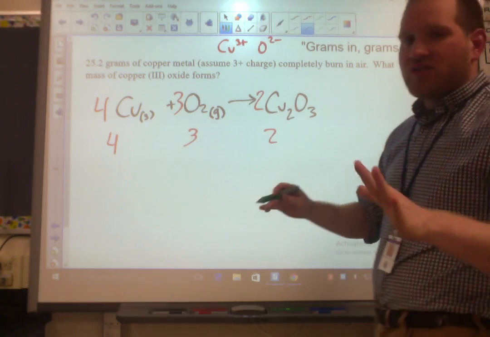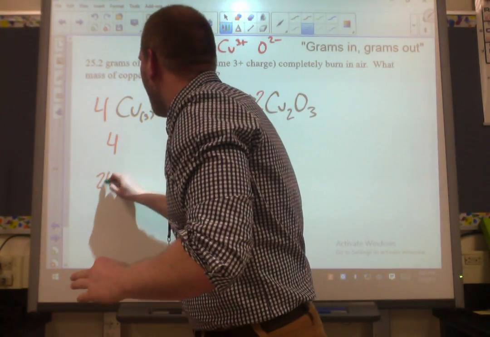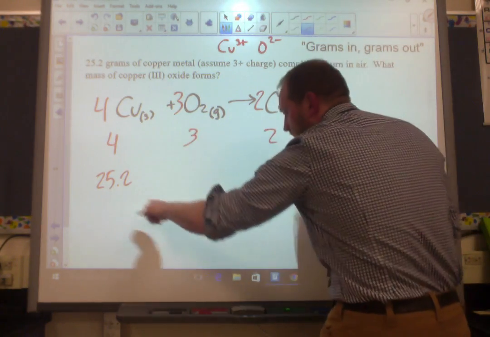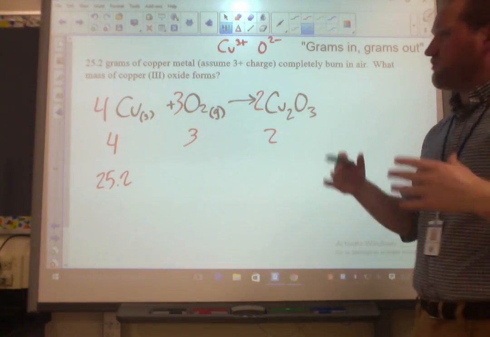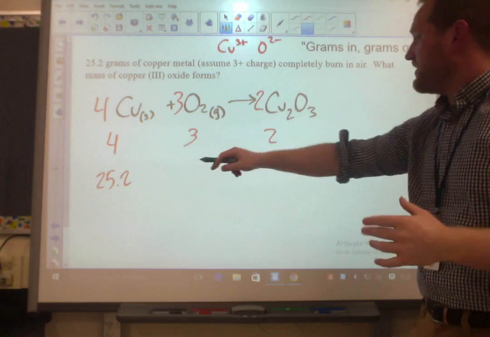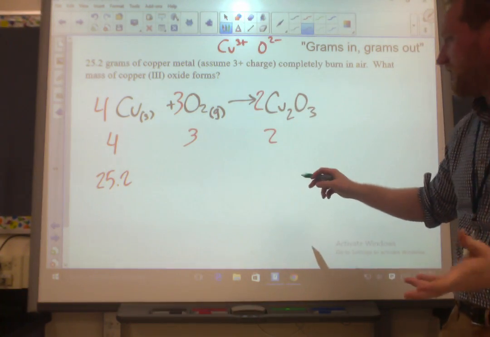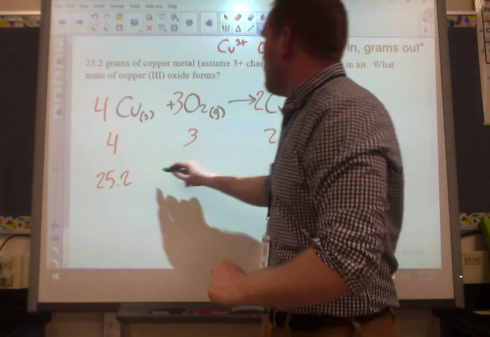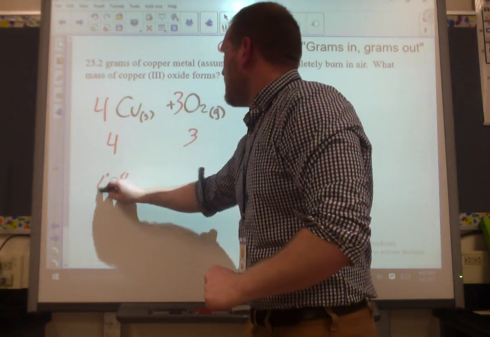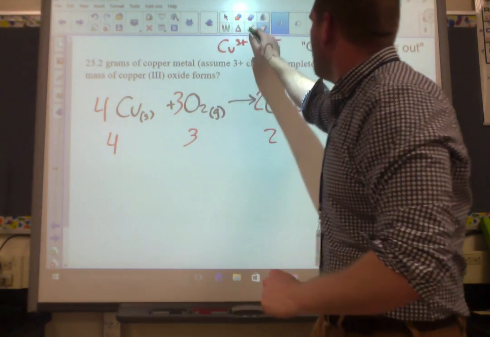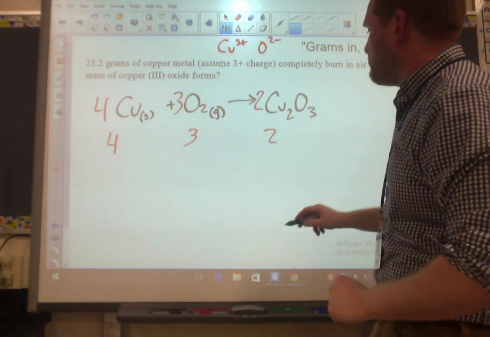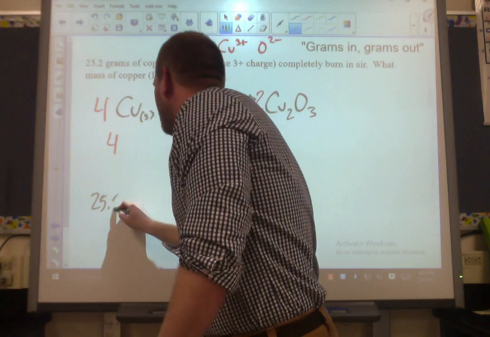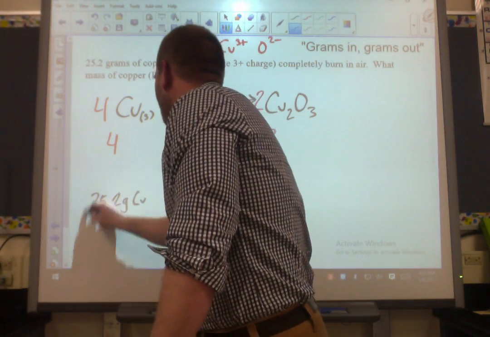So what I cannot do is this: 25.2, 4 to 2 ratio, what's that going to be? You cannot do that because grams of copper are very different from grams of copper 3 oxide. You cannot do that. So what we do is we first convert this into moles. So this is like a separate little calculation. I'll do this one right down here. So I'm going to have 25.2 grams of copper.